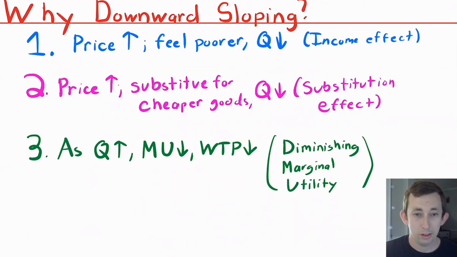First, if the price of something goes up, so if the price of soda goes up, then maybe you just feel poorer because you're still buying soda, but each soda costs more money, so you're more inclined to buy less soda, so the quantity goes down, and that's what we call the income effect.